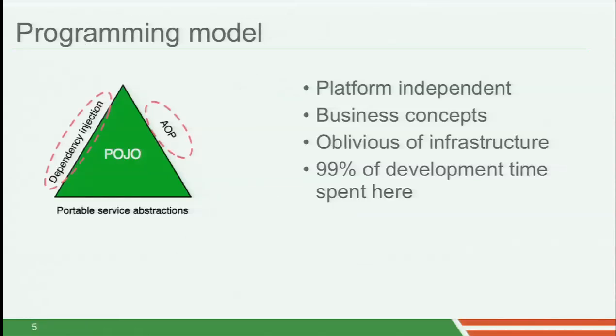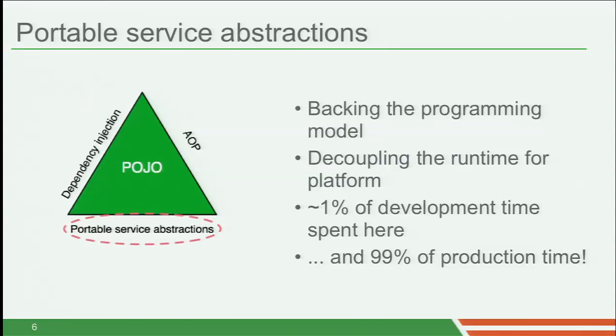And when you look at this from the platform services programming model perspective, the first two sides of the triangle are really what makes the programming model. As Juergen said, it's platform independent, it reflects business concepts, it's oblivious of infrastructure, and basically reuses the portable service abstractions. And this is what you see while you're developing. 99% of the time, you don't really care too much about portable service abstractions while you are developing your application. That's actually a very good thing. It's one of the strengths of the Spring framework, as Juergen said. You can always swap between different implementations.